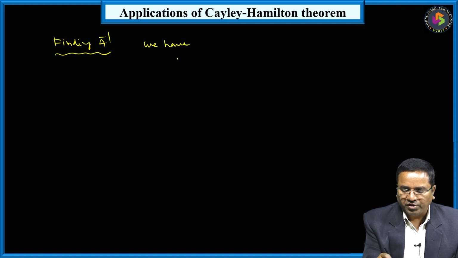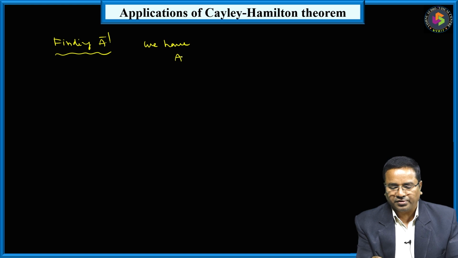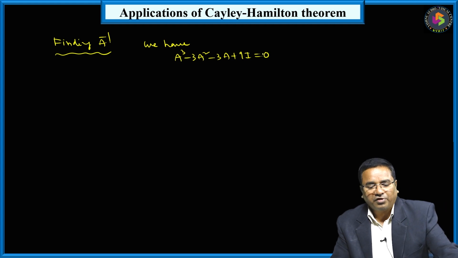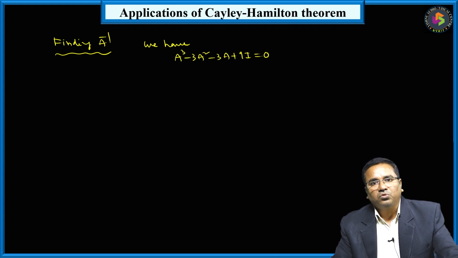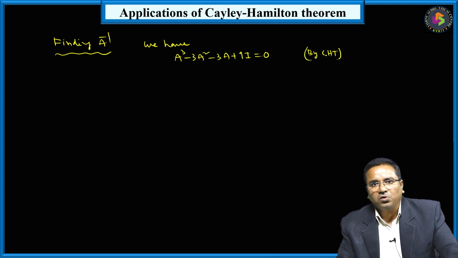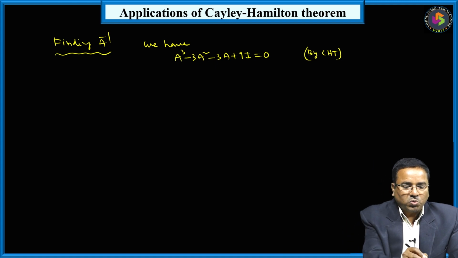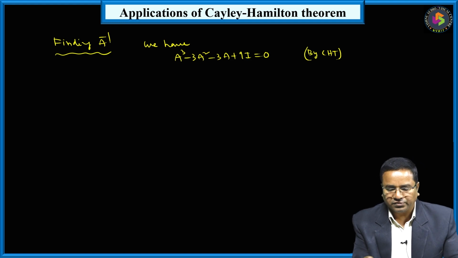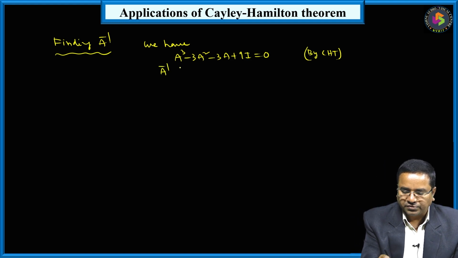We have A satisfies its characteristic equation: A cube minus 3A square minus 3A plus 9I is equal to the null matrix. Where am I writing this from? Just now we proved, and also we know the statement of the Hamilton theorem: by CHT, every square matrix satisfies its own characteristic equation. Now, in order to get this A inverse, what we have to do is pre-multiply both sides by A inverse. Then I am multiplying A inverse.